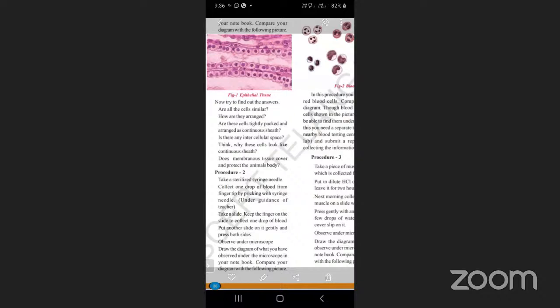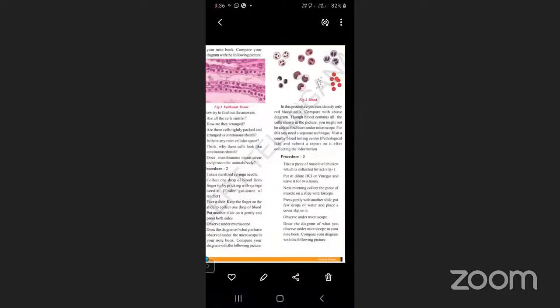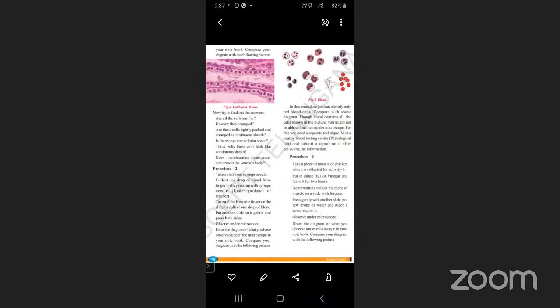That's why we need to take more precautions here. We have to use a sterilized syringe needle, and follow the procedure as it is and observe under the microscope. Here, don't forget to draw your observation in your notebook. By drawing, you have a chance to compare with your textbook diagram, and you can learn about that.